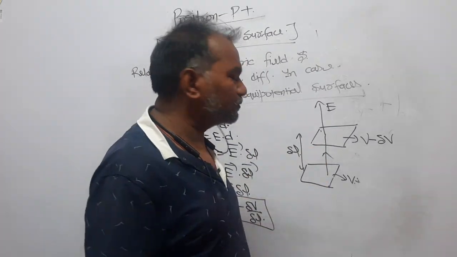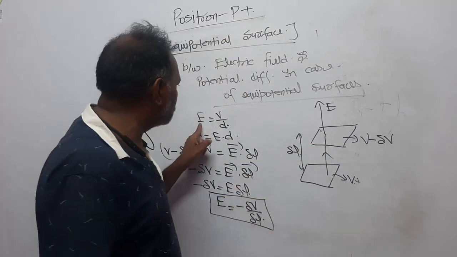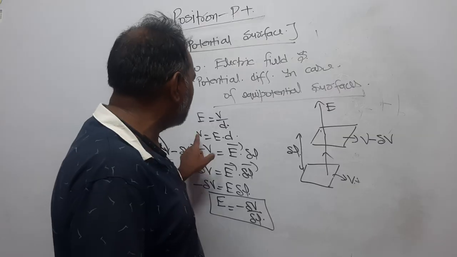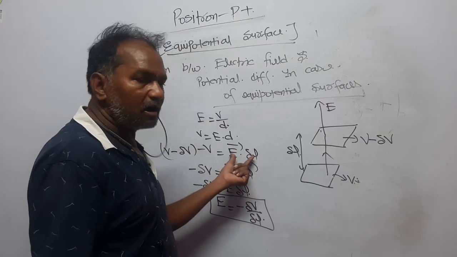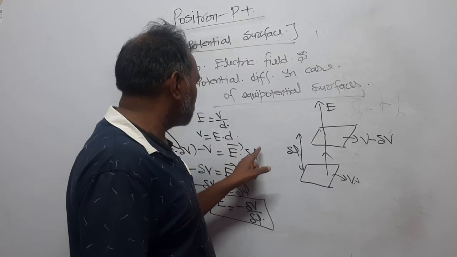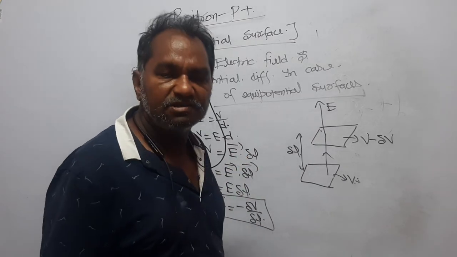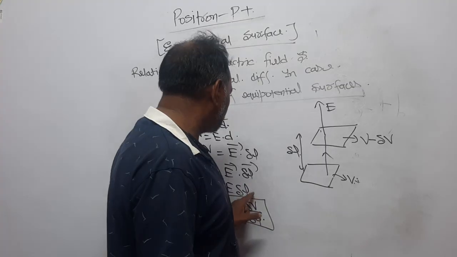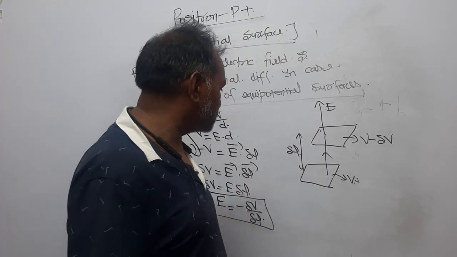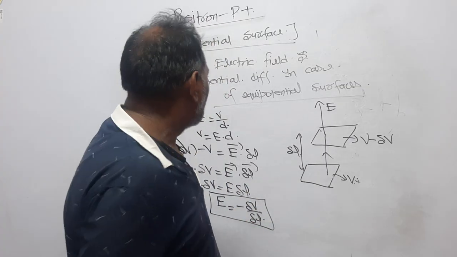So we find the potential difference between them. You know E is equal to V upon D, so V is equal to E into D. So the potential difference can be put equal to E dot dl. E and dl are in the same direction. A dot B is equal to AB cos theta, and cos 0 becomes 1. So E is equal to minus del V upon del L.